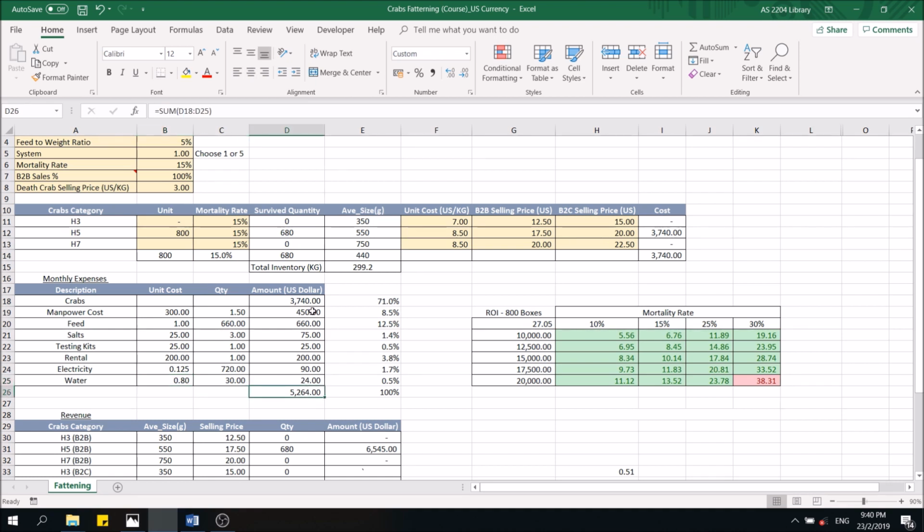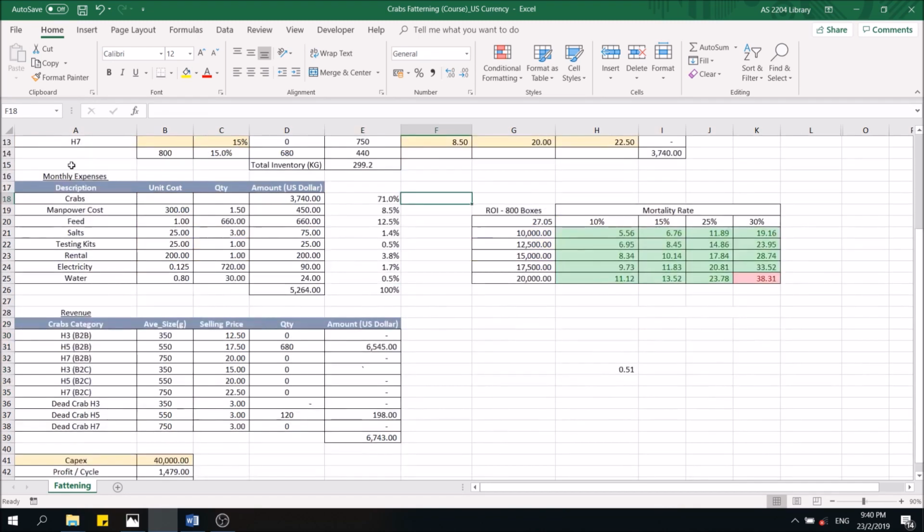So here you have all the costs per cycle, and added up, this is the total cost per cycle. I have shown you the percentage for each category. As you can see, the water crab cost usually is the highest. It's around 70%. So after costs, we come to revenue.